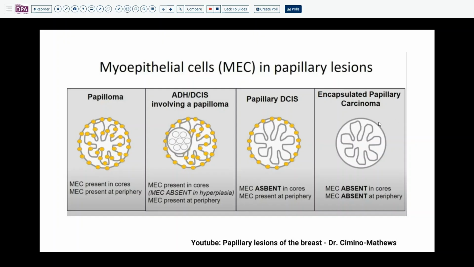And then for the last one, I just put one label here, encapsulated papillary carcinoma, and then we have another category, solid papillary carcinoma. The reason we call this, we just base it on the myoepithelial cell layer. They lose myoepithelial cells both at the periphery and inside, but they still have this well-circumscribed pushing border, and usually the cytology should be low.